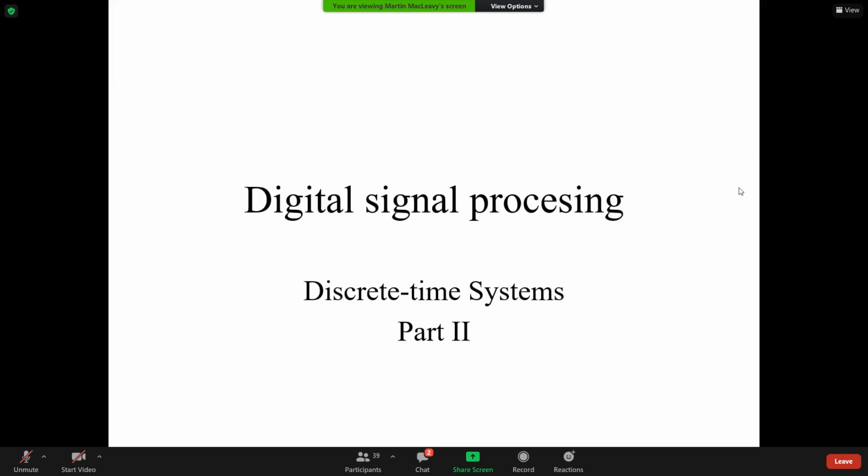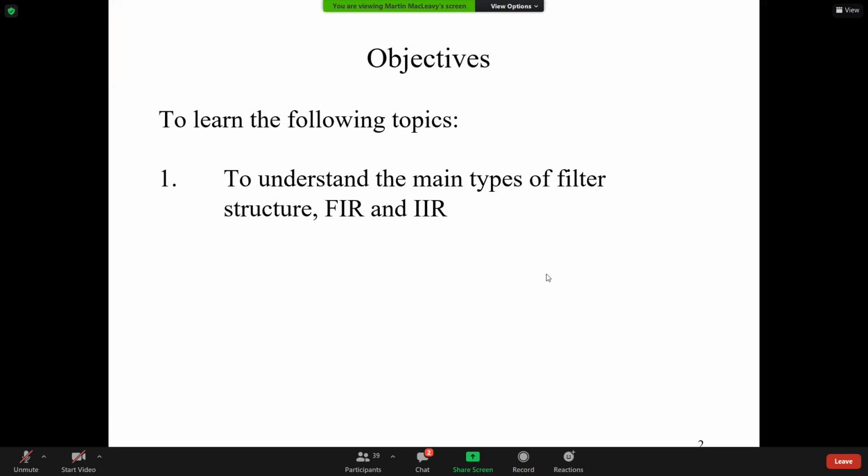Okay, so we're on part 2. The one I started just a while ago is what we did last week. So here we go. The main thing we want to do is look at the main types of filter structure, finite impulse response and infinite impulse response. And we also want to look at the realization of these filters in block diagram form. So I'm going to start the recording now.